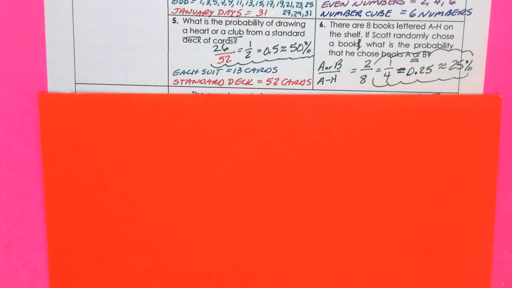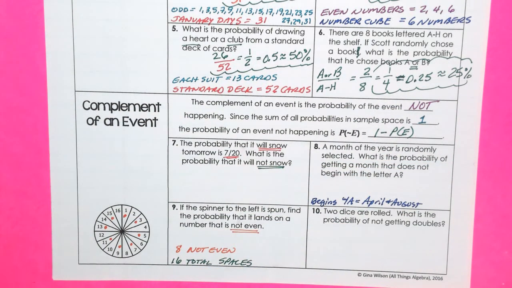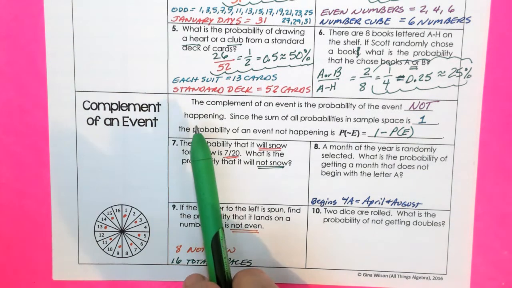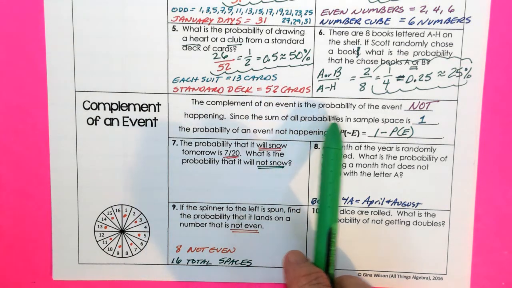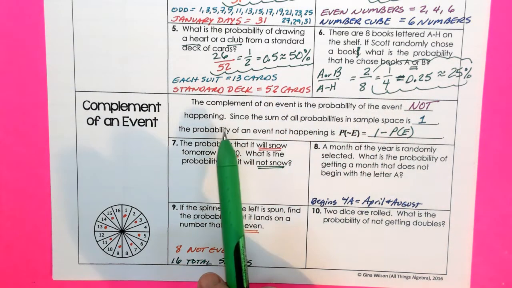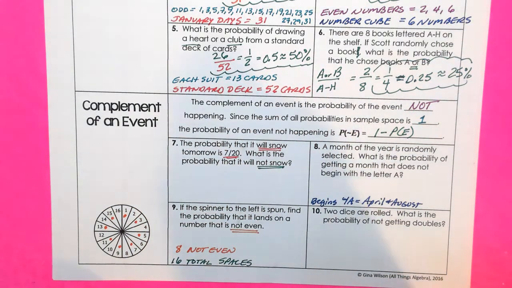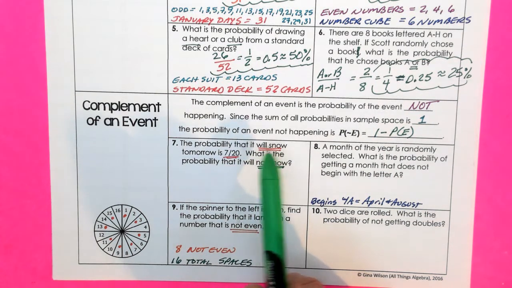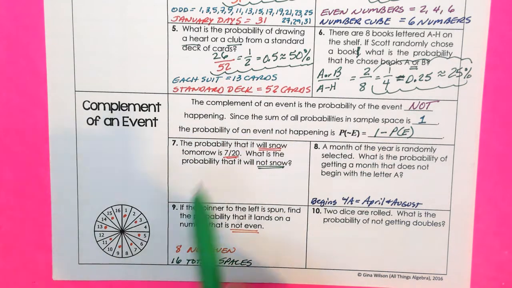That's simple event calculations. Now let's look at complement of an event, just in terms of running numbers. We've already discussed it as a concept. So the first thing to consider is a complement of an event, as we discussed earlier, is the probability of the event not happening. Since the sum of all possibilities in the sample space is 1, because 100% chance is 1 over 1, the probability of an event not happening is 1 minus the event happening.